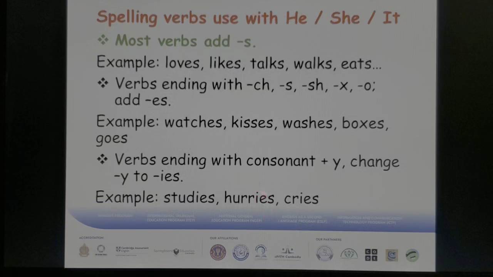Hurries, ending with letter y at the end, right? And before y is a consonant, letter r. So that's why we change y to ies. Cries, also ending with y, and before y is a consonant, letter r. So that's why we change y to ies when these verbs are used with subject he, she, and it. Okay, so rule number 1, rule number 2 here, and rule number 3. How about rule number 4?